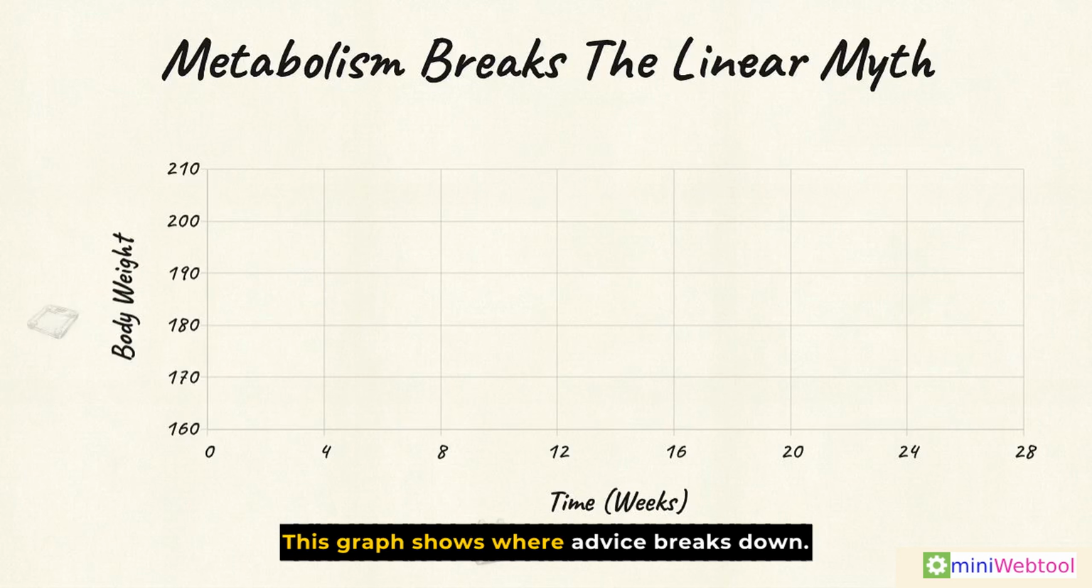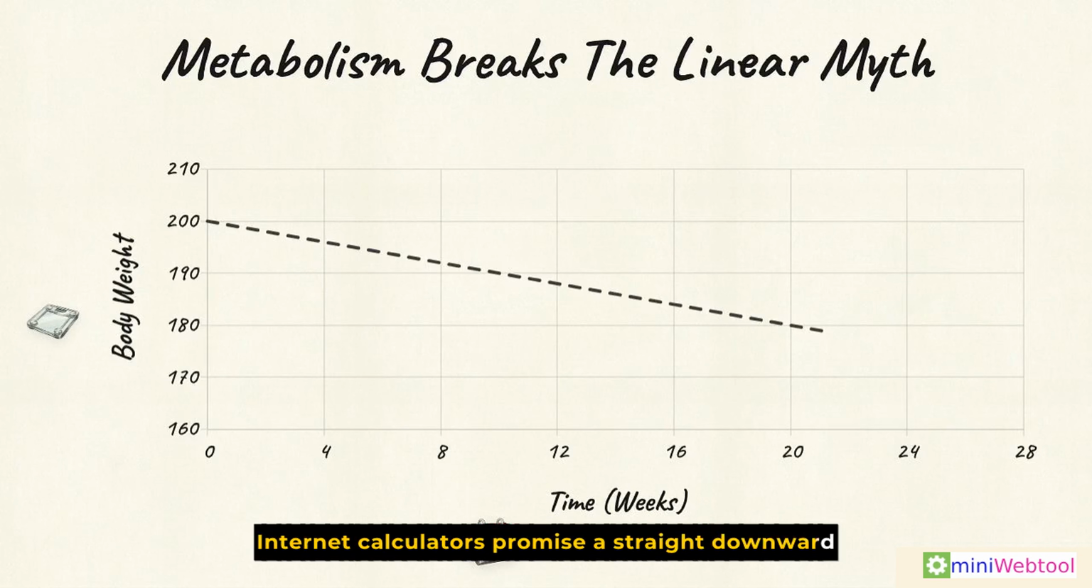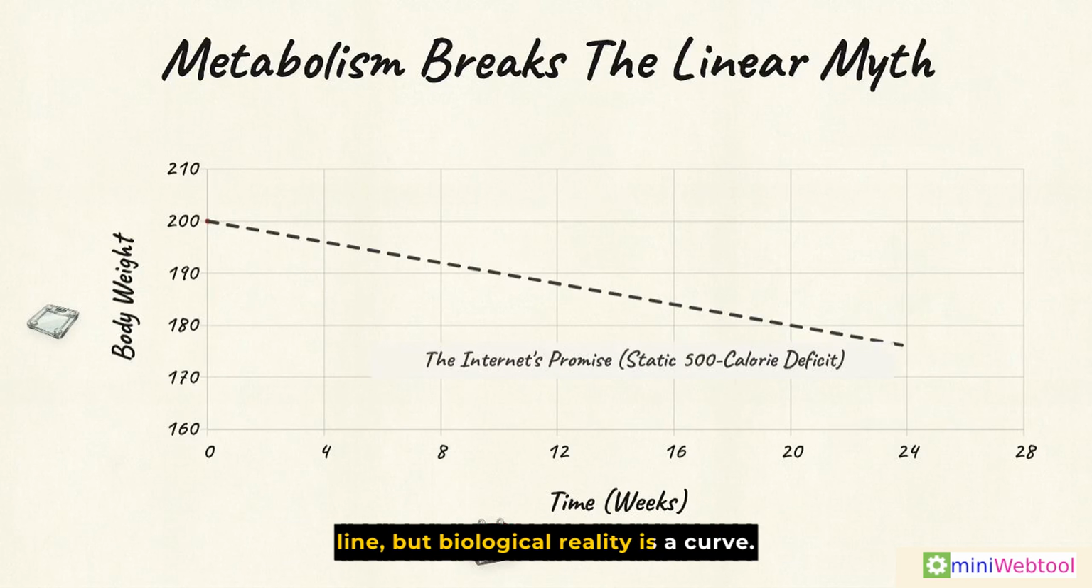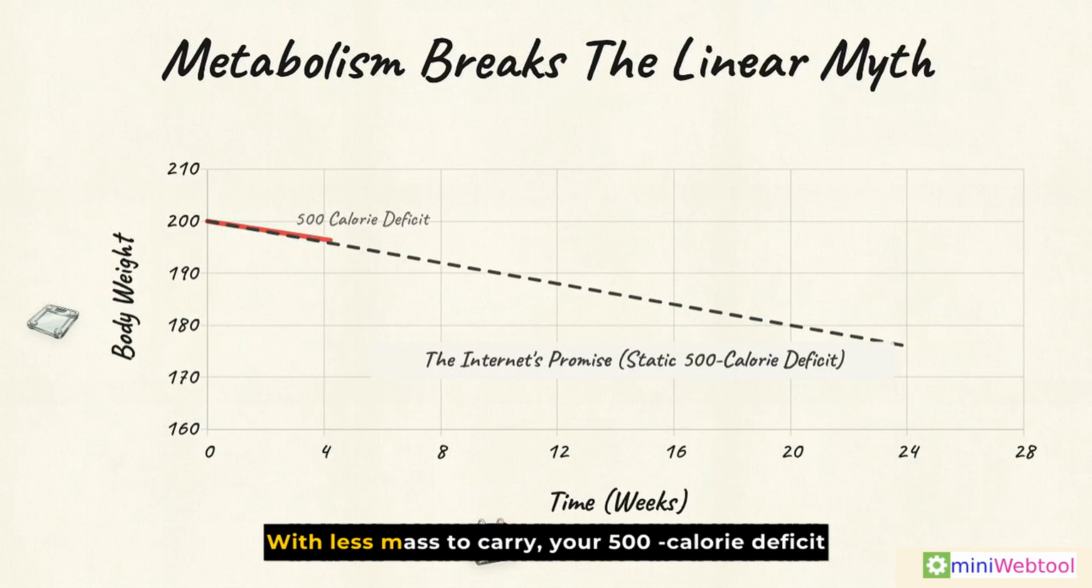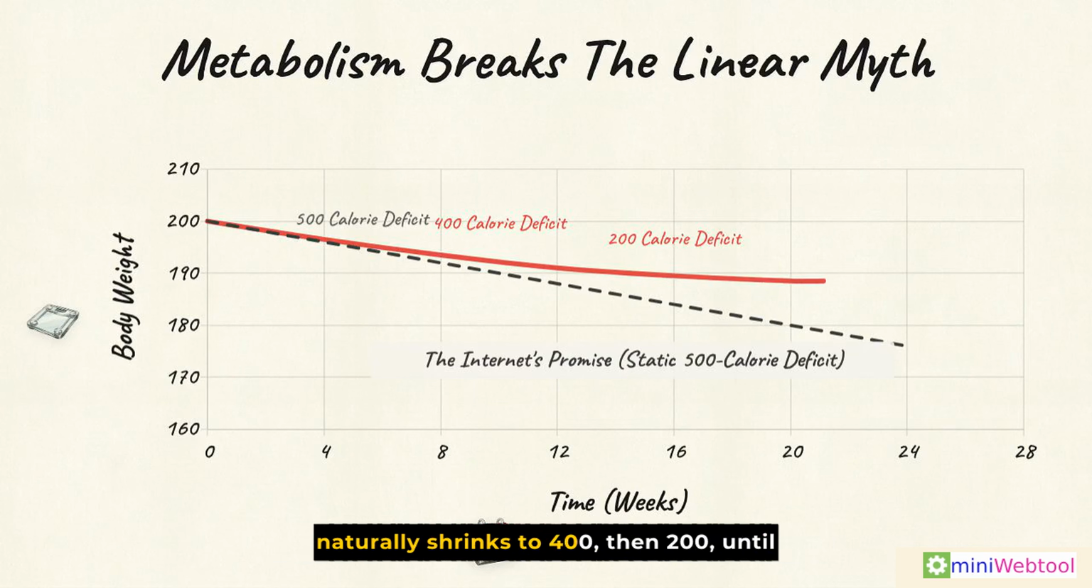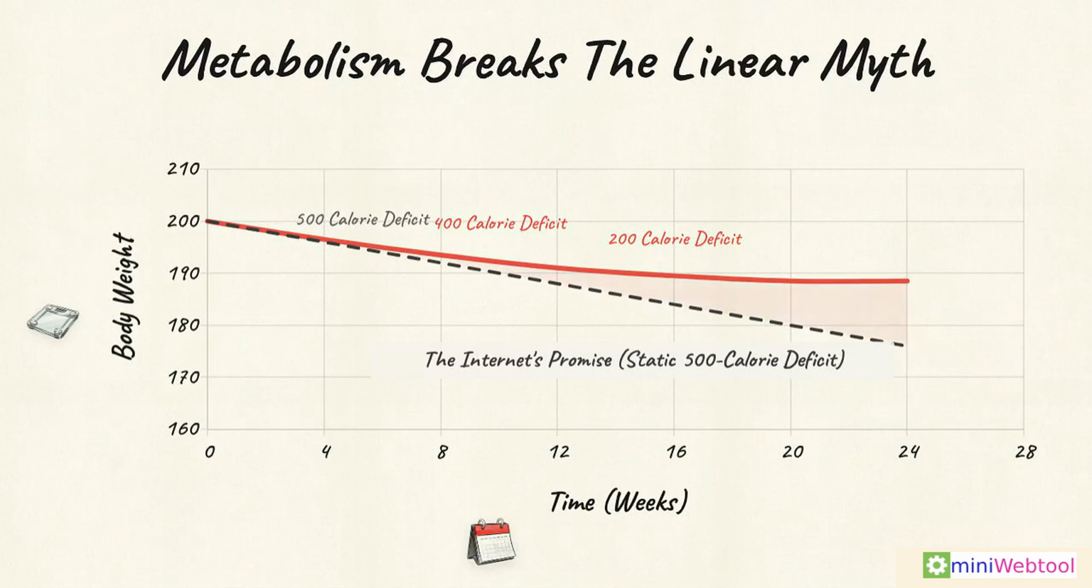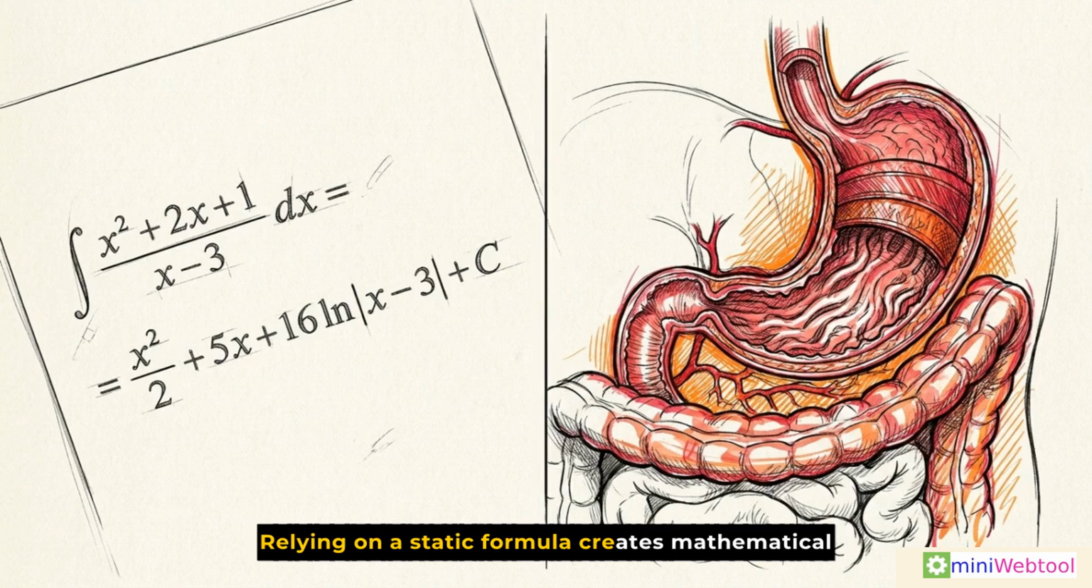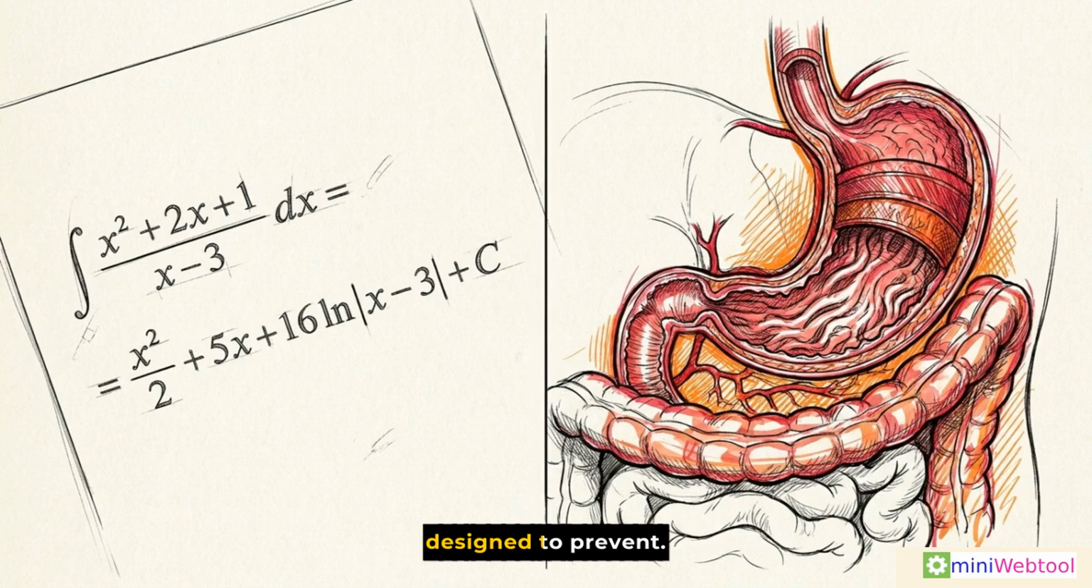This graph shows where advice breaks down. Internet calculators promise a straight downward line, but biological reality is a curve. With less mass to carry, your 500-calorie deficit naturally shrinks to 400, then 200, until metabolism matches intake. Relying on a static formula creates mathematical expectations that your biology is actively designed to prevent.